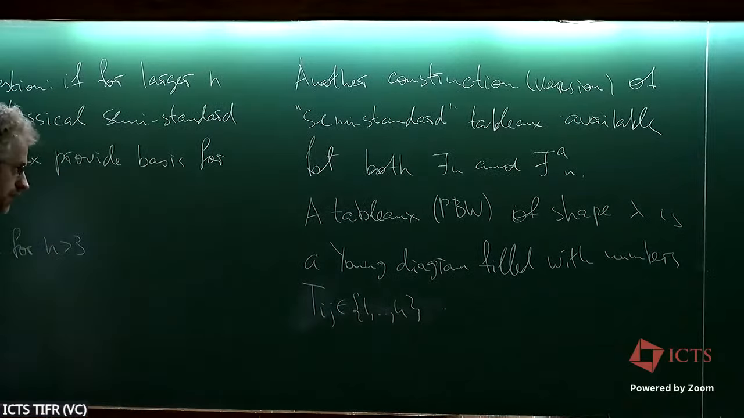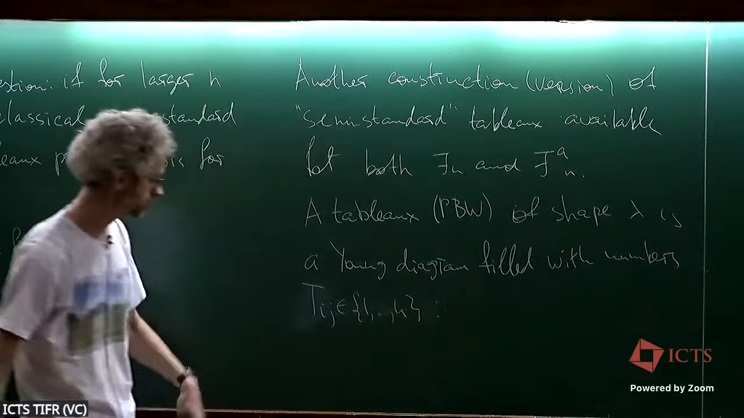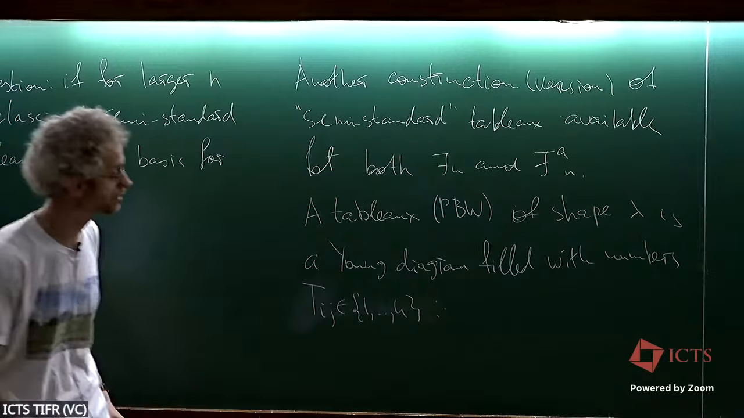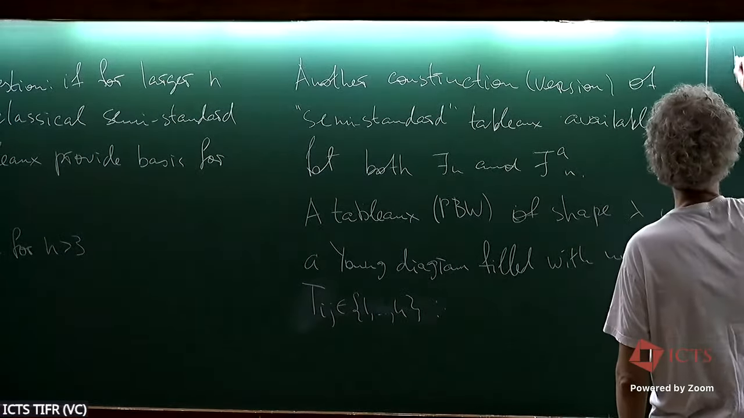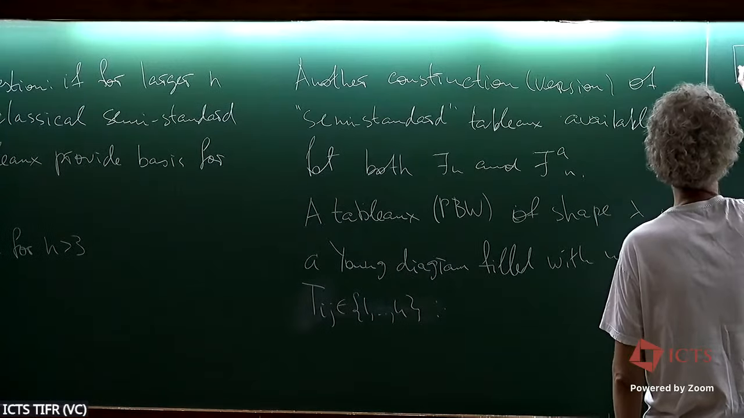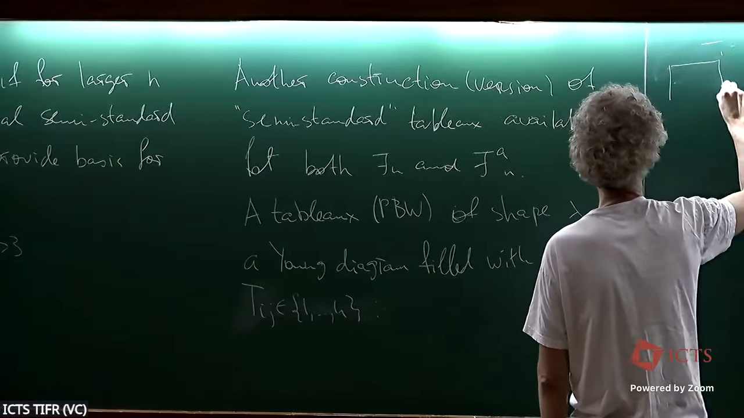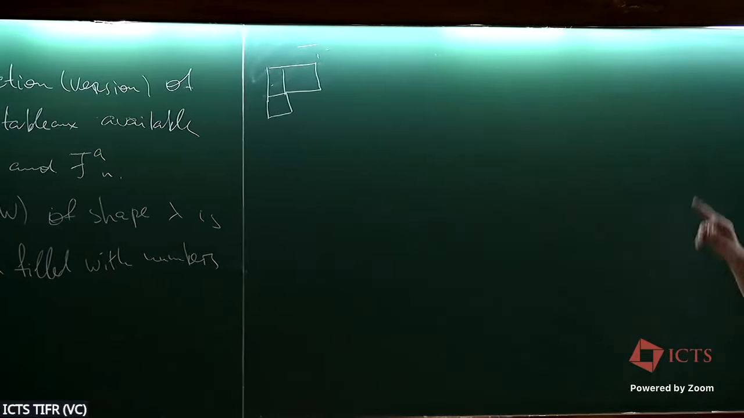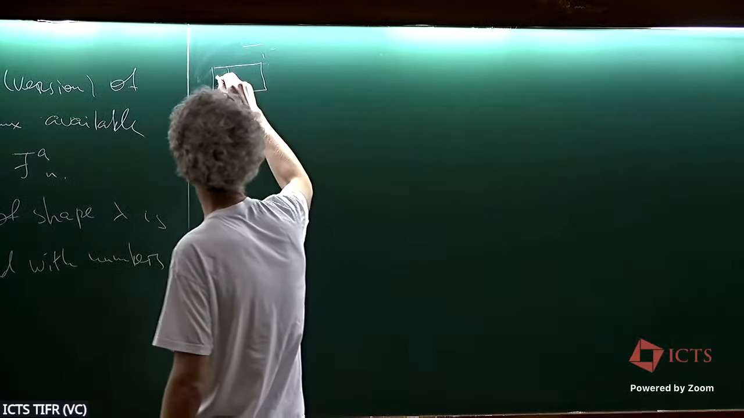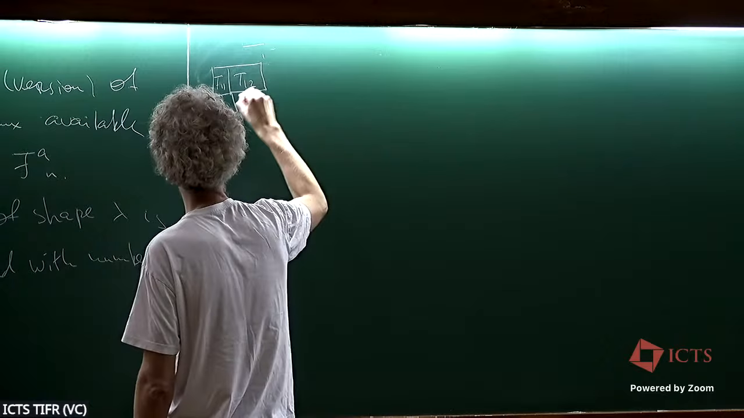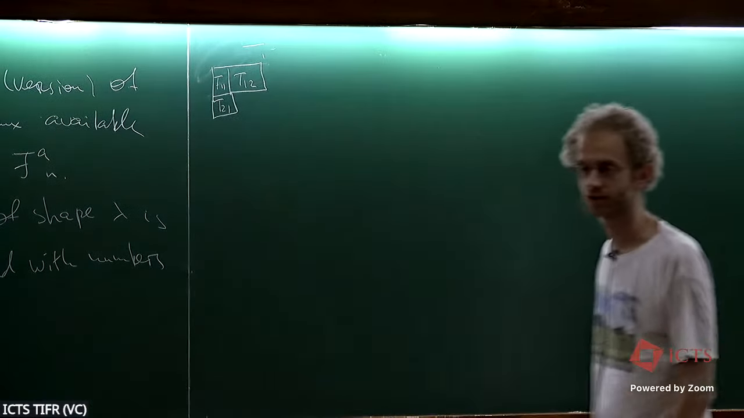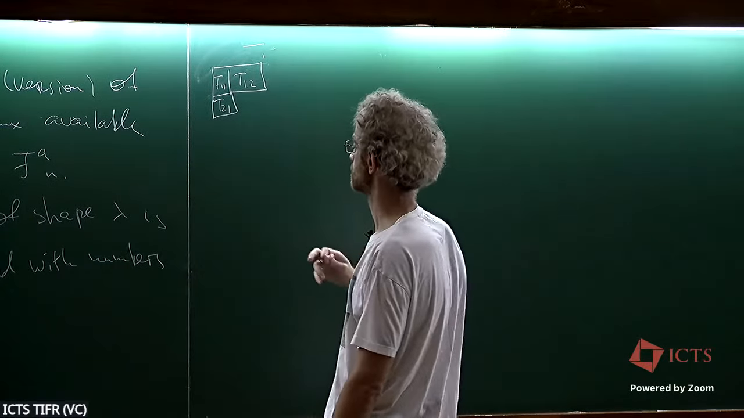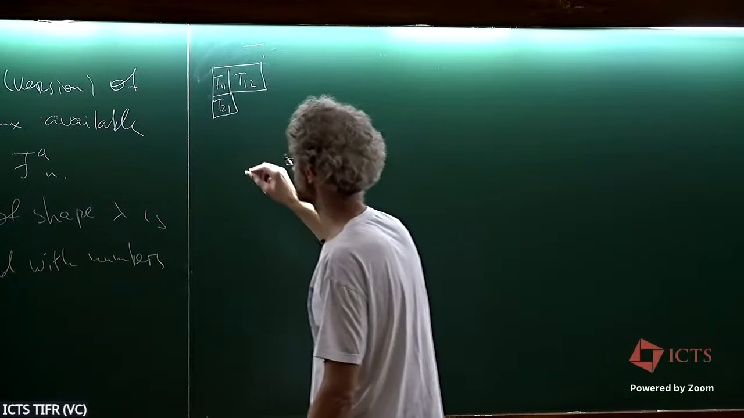Satisfying the following conditions. Here i is the number of the row and j is the number of the column. For example, if n is 3 and our Young diagram is of this form, then this is T_11, T_12, and this is T_21. The first index is the row, the second is the column, like this.